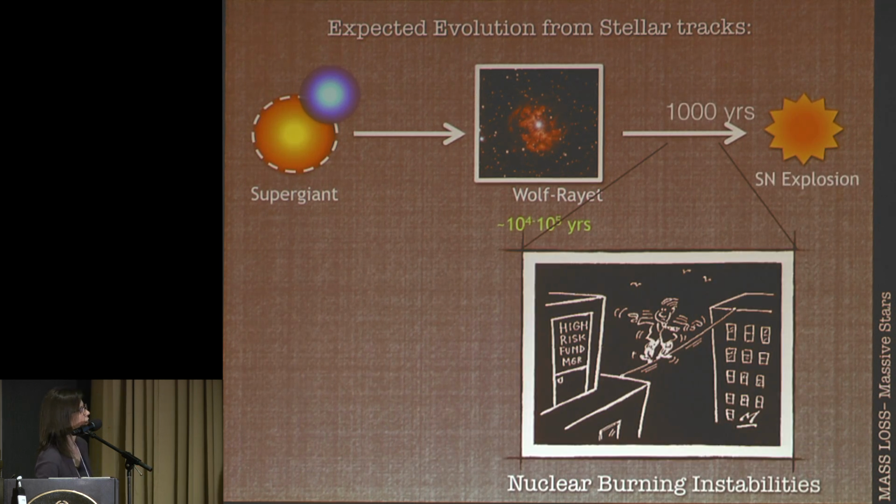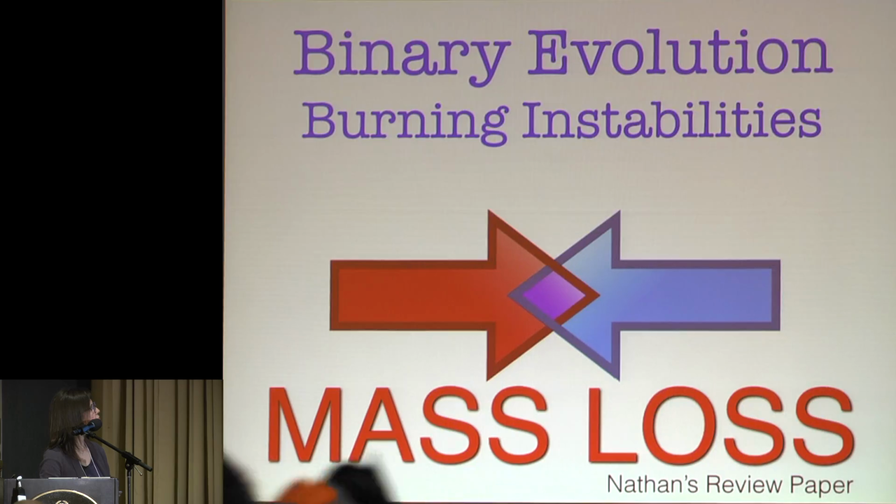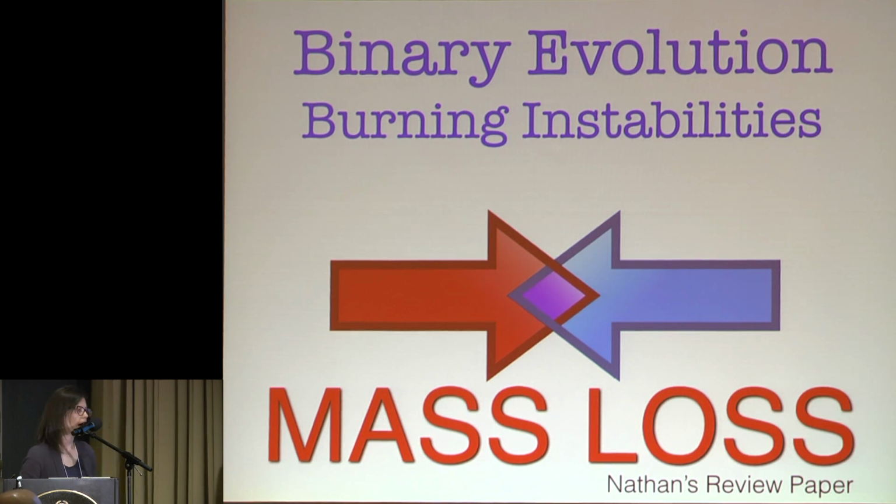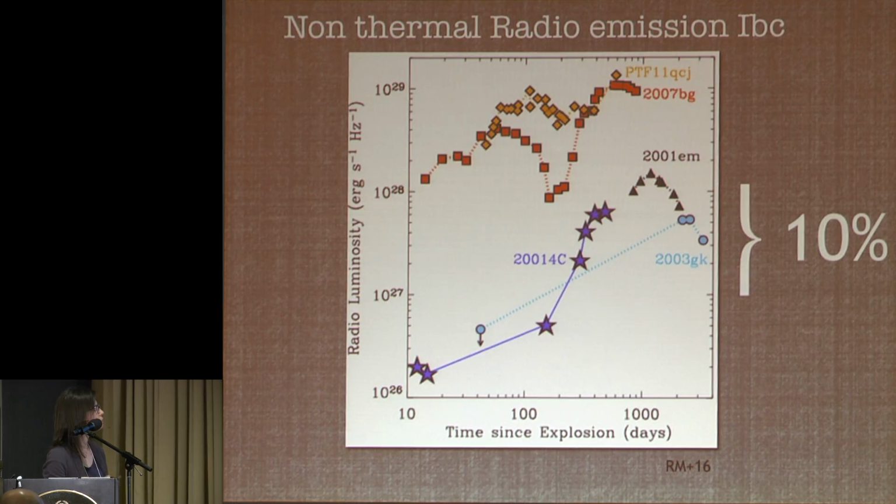The other possibility is that we have maybe not been giving enough importance to nuclear burning instabilities that might be there during the last thousand years before explosion. That's something that Nathan already mentioned today. But the very important message here is that maybe both things are there. Maybe both binary evolution and nuclear burning instabilities are tightly connected to what happens in terms of mass loss for massive stars before death. So not only winds, we really need to update our vision.